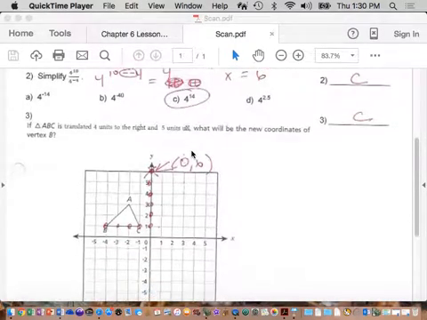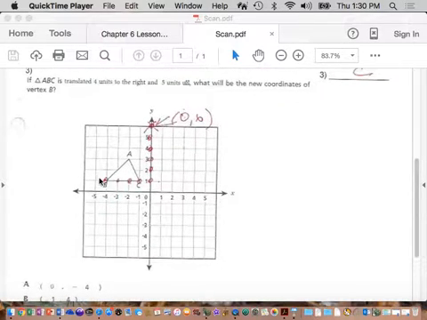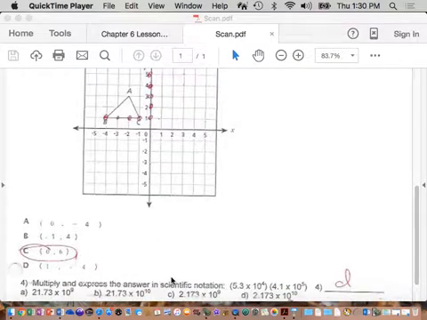Oh, okay. Number 3 says begin with the point B. You want to go 4 places to the right and up 5. 1, 2, 3, 4. Up 1, 2, 3, 4, 5. That leads me to the point (0, 6), which is choice C.